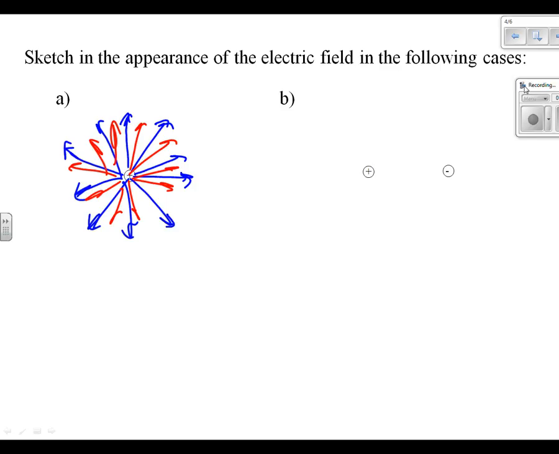Does the Earth have a charge? I believe the Earth is more or less electrically neutral.